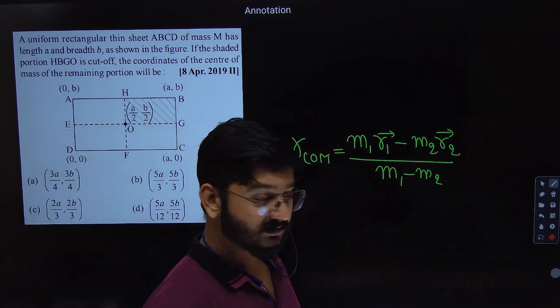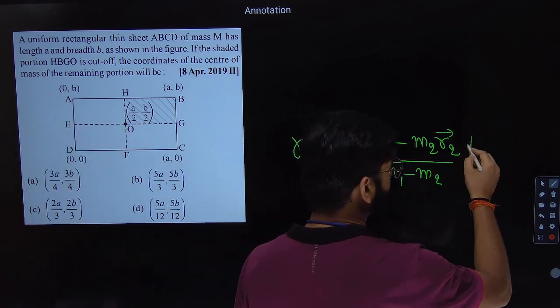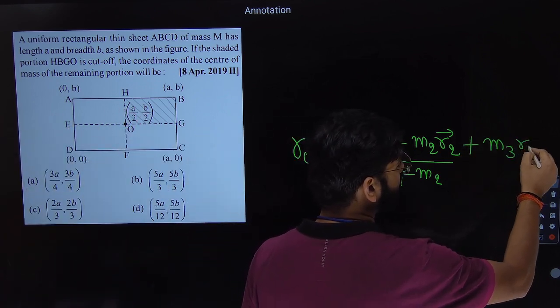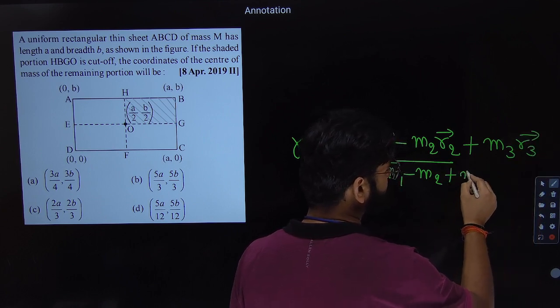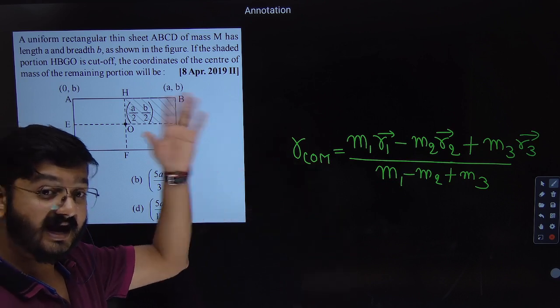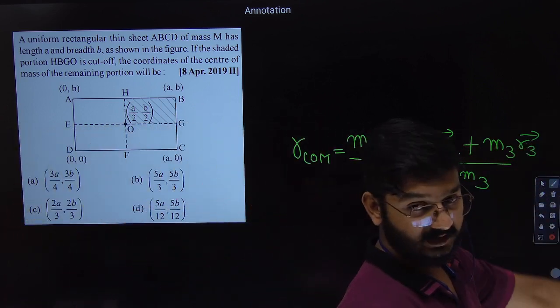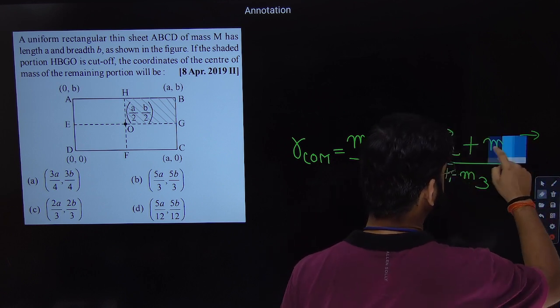Suppose I add one particle to this, what will I write in the formula? Plus M3 R3 and plus M3. Any problem? If I remove something and I add something, here M3 R3 is not required. Let's solve this question.